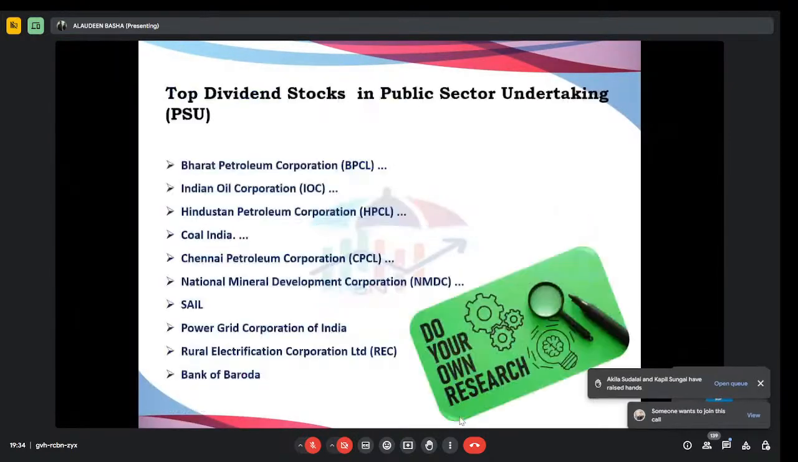Okay, so just note it down. These are the top 10 dividend stocks in the public sector. Maybe I missed some stocks, but up to my knowledge, I can select these 10 stocks. I repeat once again, I am not recommending these stocks, and at the same time, I am not saying to skip these stocks. Do your own research before investing in these kinds of stocks.